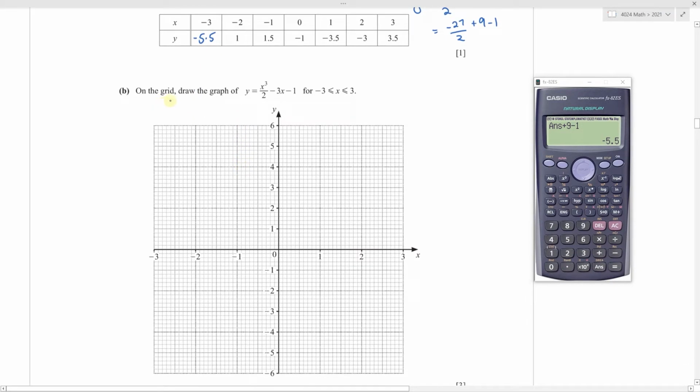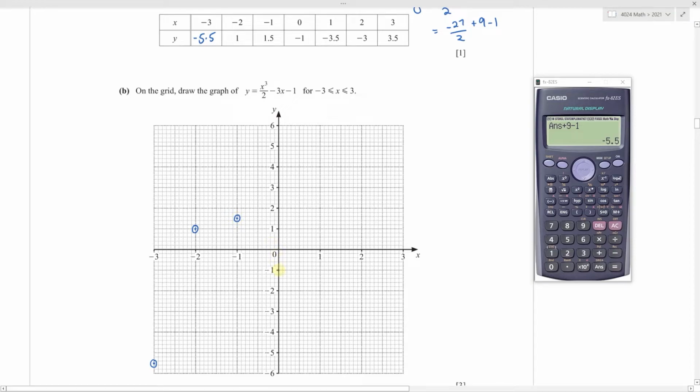Part B is on the grid, draw the graph of y equals x cubed over 2 minus 3x minus 1. So let's plot these points here. First is minus 3 and minus 5.5. Each small block on the y-axis represents a value of 0.2. So minus 5 is here, minus 5.2, 5.4. So 5.5 will be in the middle of this small block. Minus 2 and 1. Minus 1 and 1.5. So 1.5 will be in the middle here.